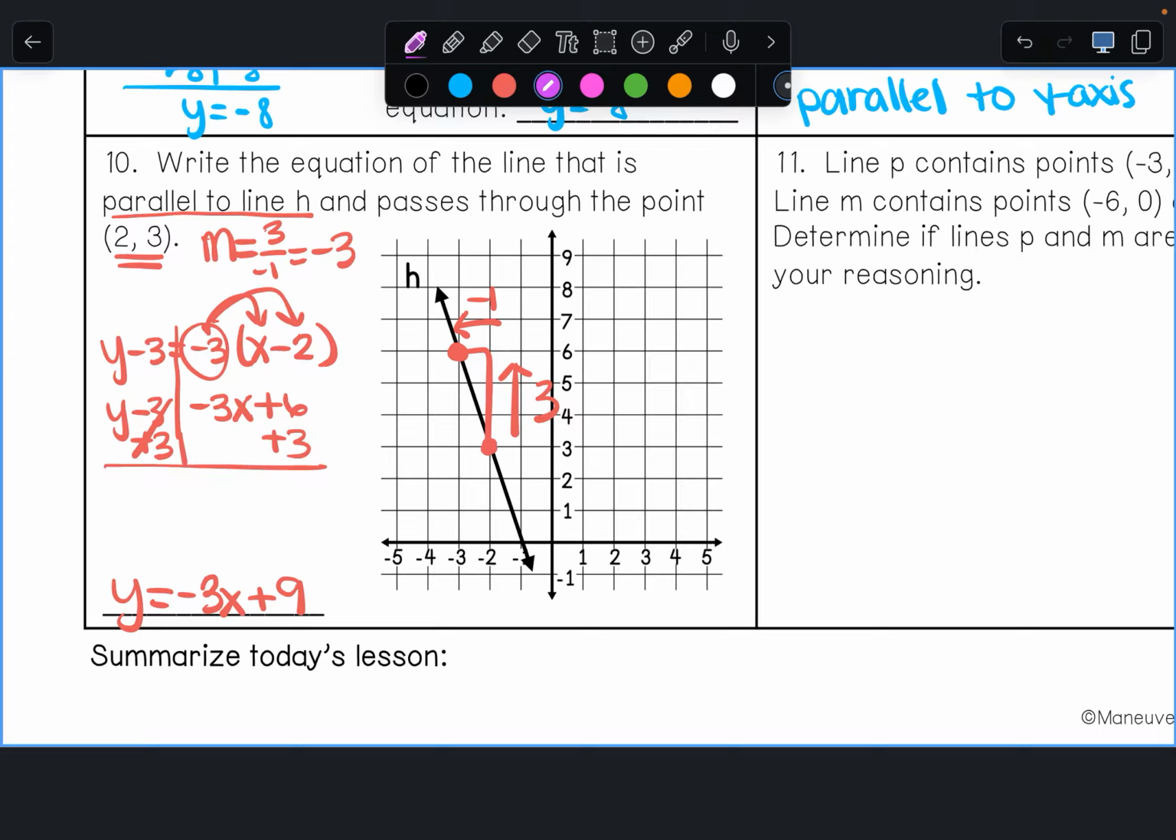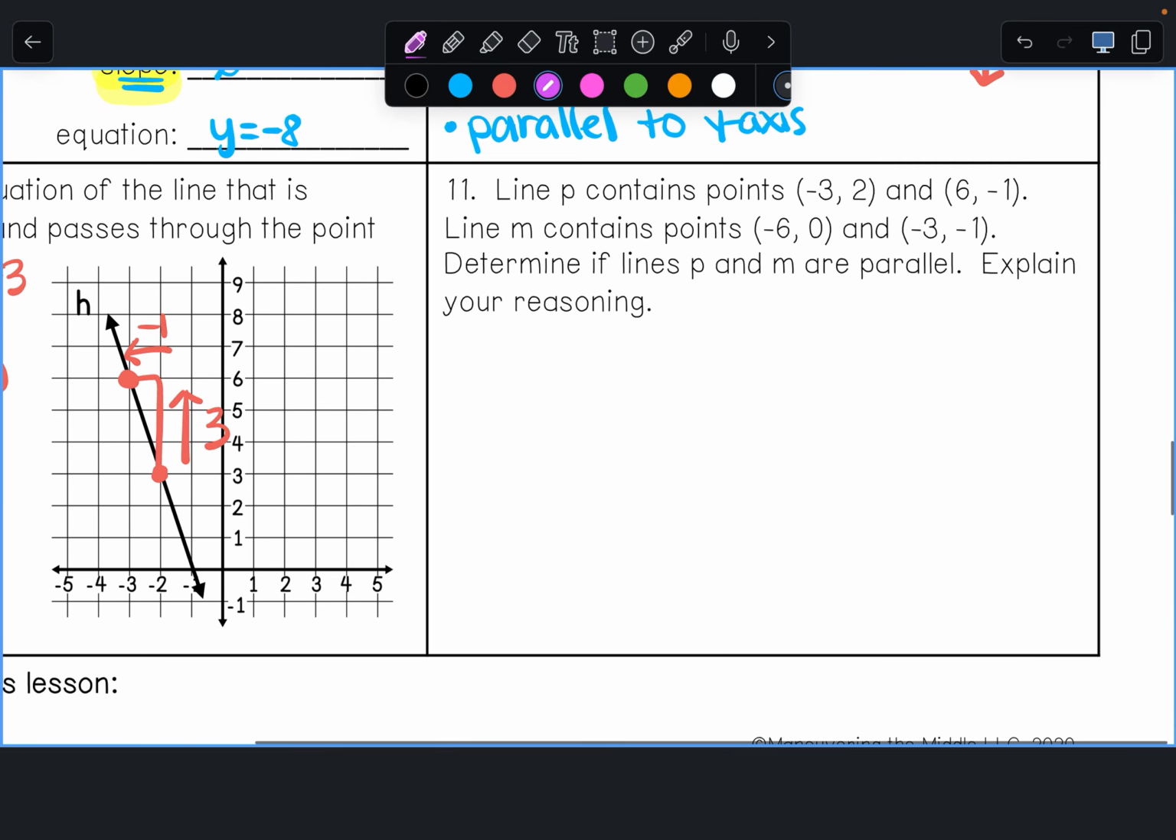Number 11. Line P contains 2 points. Line M contains the other 2 points. Determine if they are parallel, yes or no. Well, if they are parallel, we know that their slopes will be what? The same. But I don't know what the slope is. I know 2 points. What can I do to find the slope when I'm given 2 points?